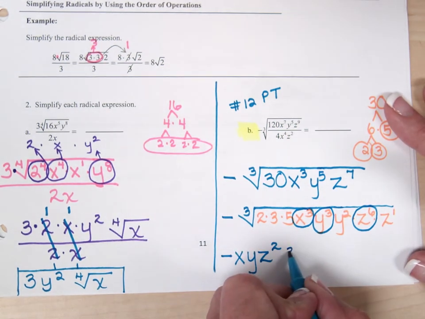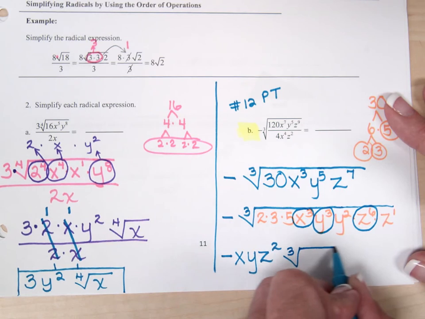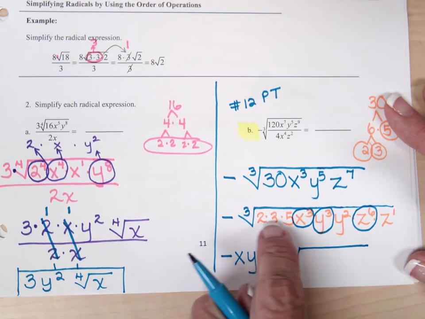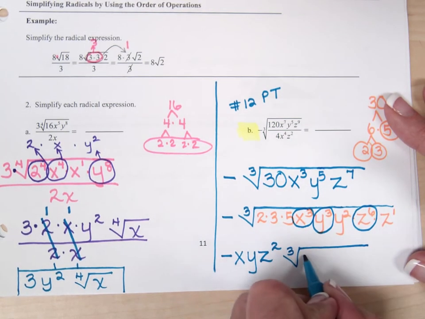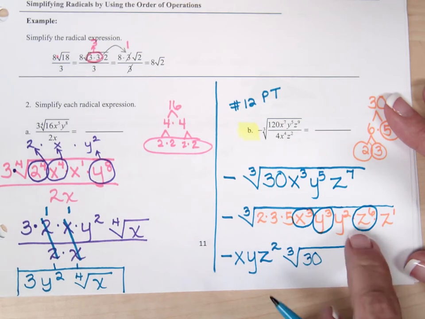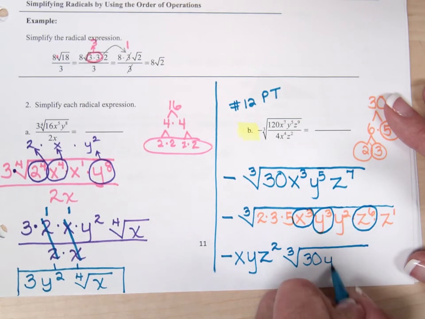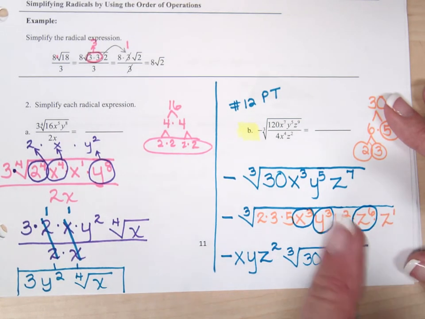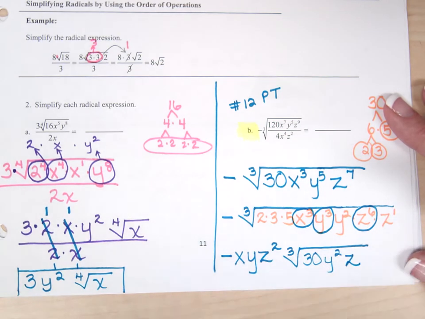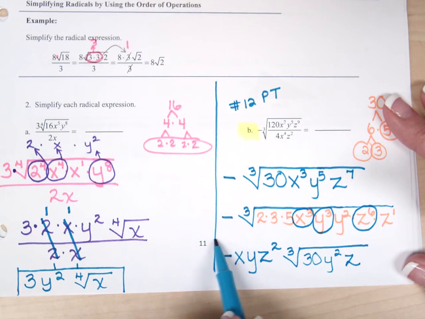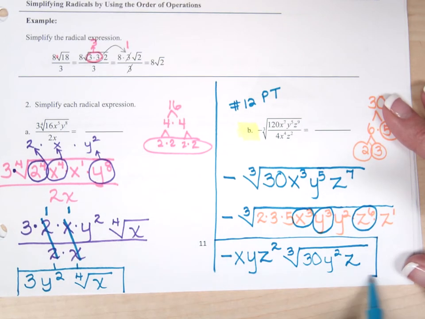So write your cube root. And go 2 times 3 is 6 times 5. That's going to be 30. Then there's 2y's there that can't make it out. And a single z. And there you have it. Nice, huh? So the first three problems on your test look like that.